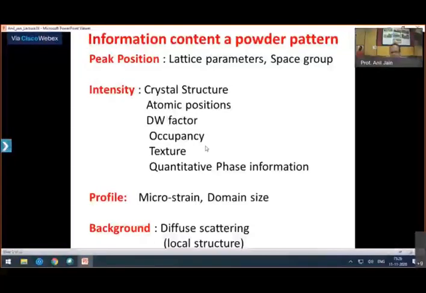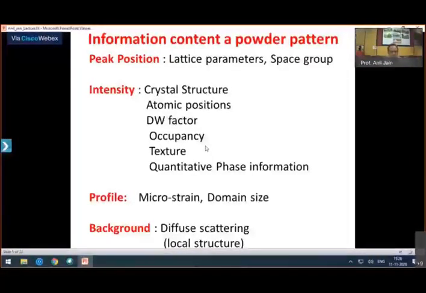Another important parameter in your diffraction pattern is the profile, meaning the profile of your peak. This peak profile provides information about microstrain. It provides information about the volume or size of the coherent scattering domain, so it provides information about the domain size.